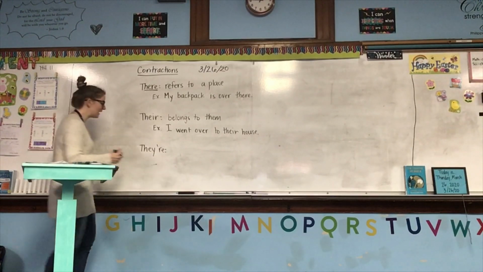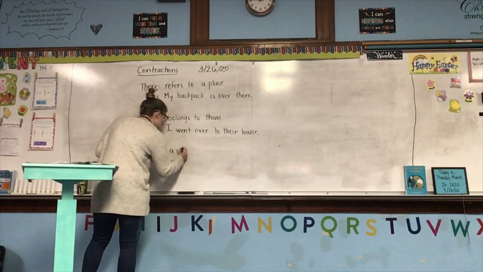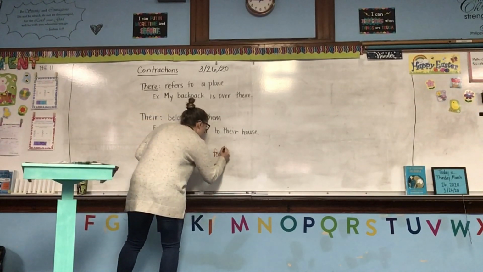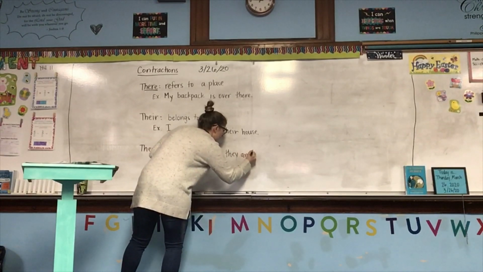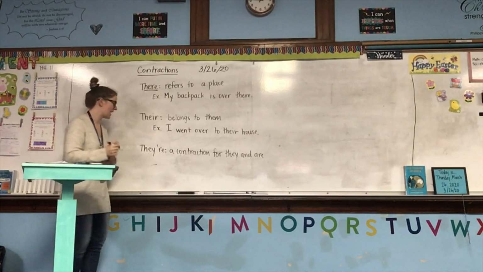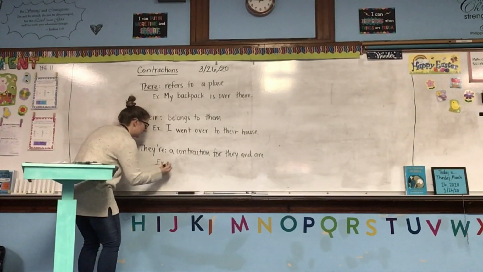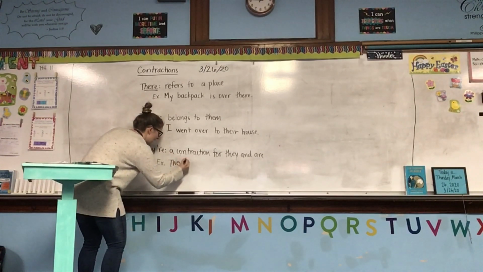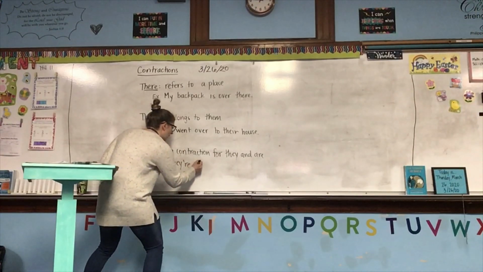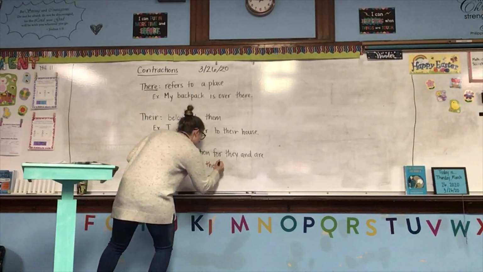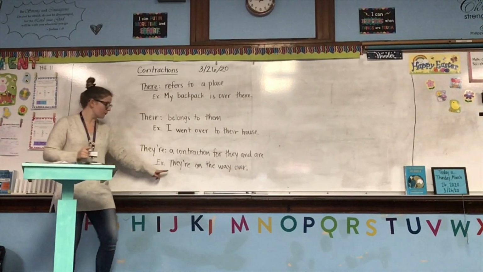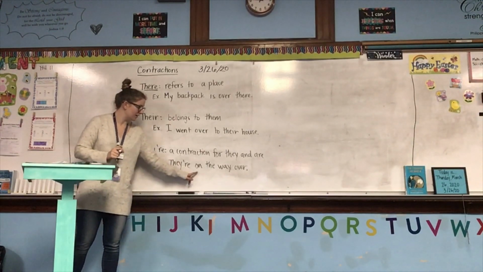You're showing that they have a house. T-H-E-Y-'-R-E is a contraction for they and are. So you would use that whenever you want to shorten the words they are. So for example, they're, T-H-E-Y-'-R-E, they're on the way over. You can replace that with they are. They are on the way over.